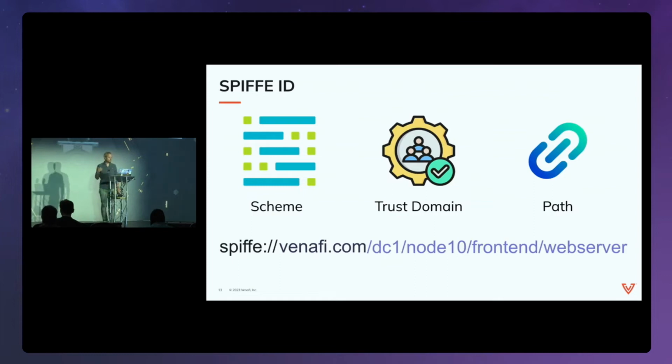And the last part is the path, which is how you can identify your workload in a unique way. Each workload should have its own unique path, and the path can be a randomly generated unique ID that doesn't have any meaning, or it can have a more meaningful name, as is the case for the example I have put on the screen here. We can see our workload runs in data center 1 on node 10, and it's the web server for the front end. That's how your workload can be identified quite easily.